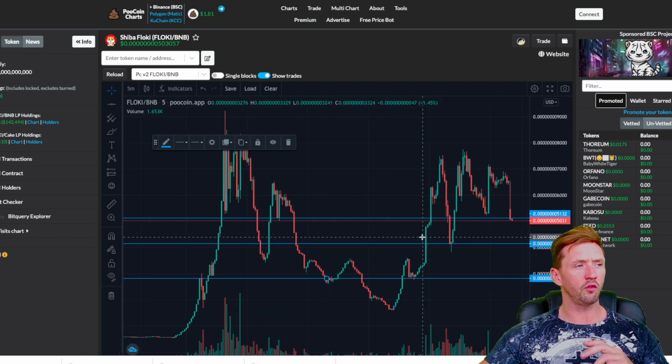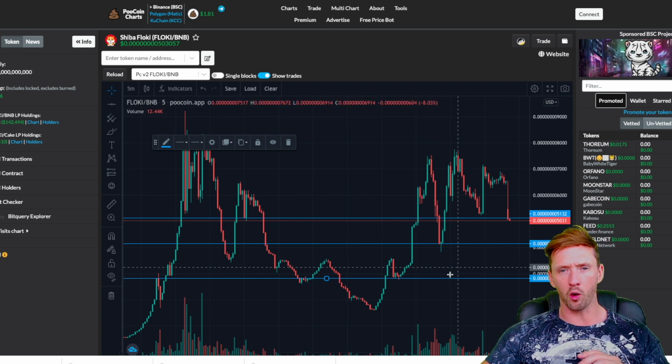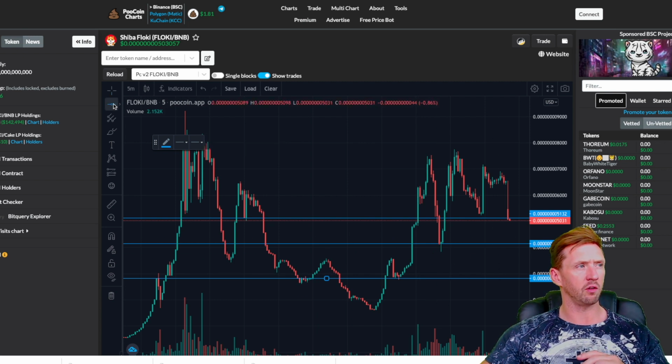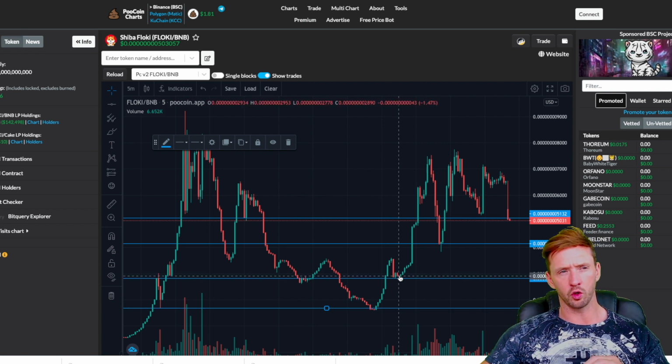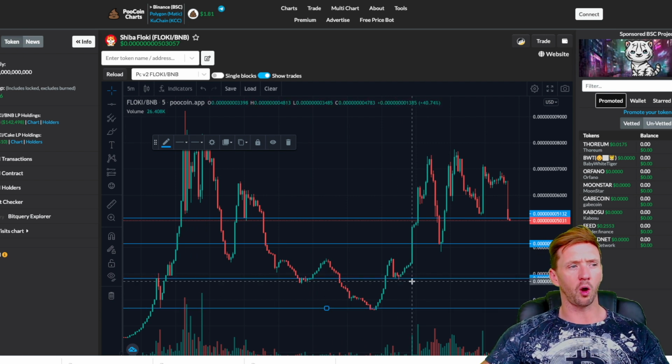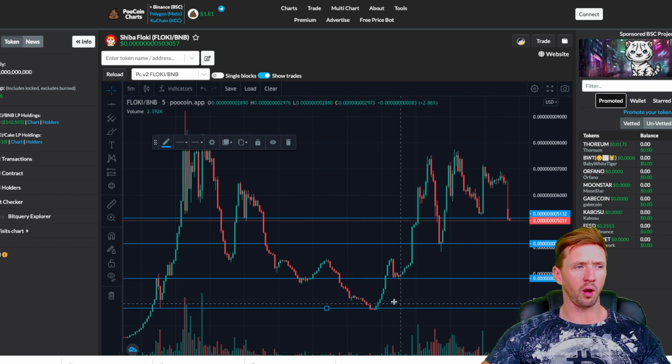But just keep your eye on Shiba Floki, because I think there's a lot more movement in there. So if you could start looking at your bottom levels and where your buying areas are, just put in where the bottom is, put in where a good level to buy is, and just buy on the way up. So if it gets down to here or here, then obviously you would only want to buy when it takes a trend.